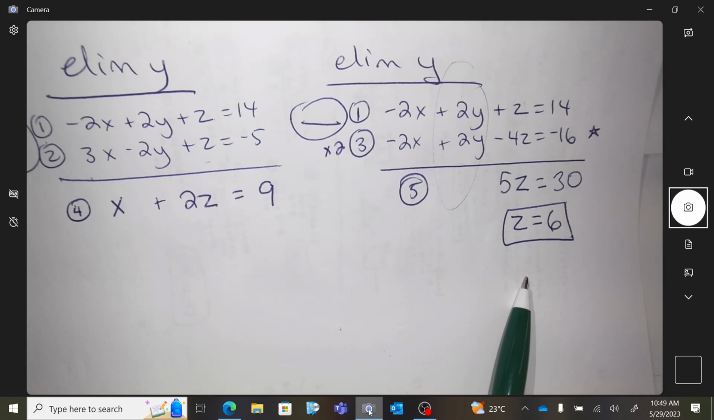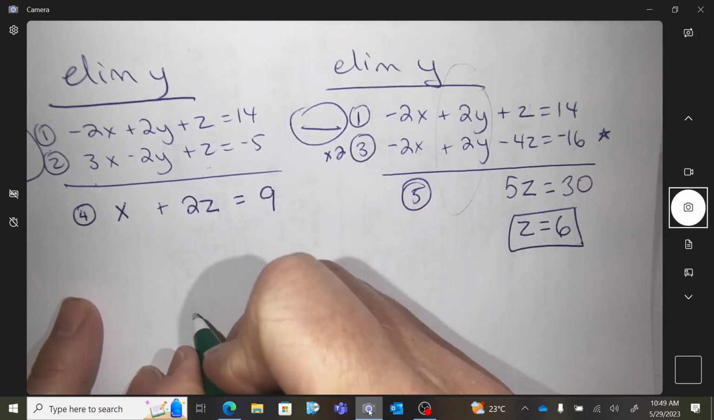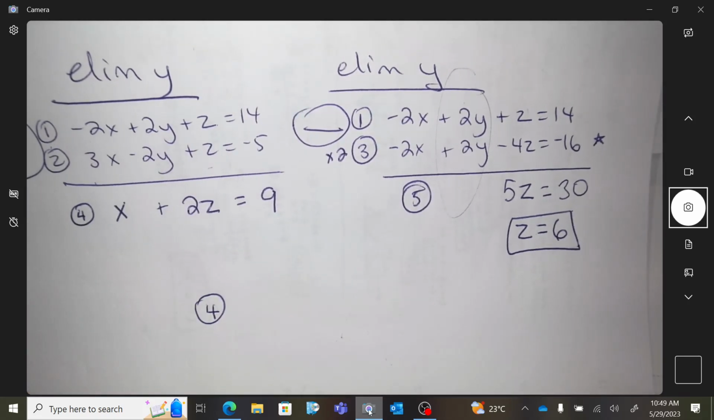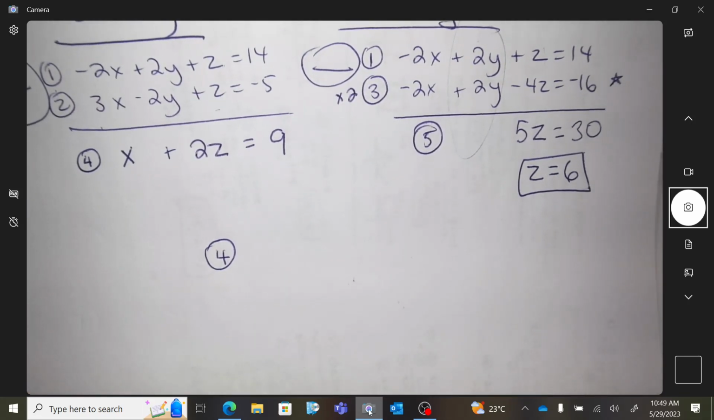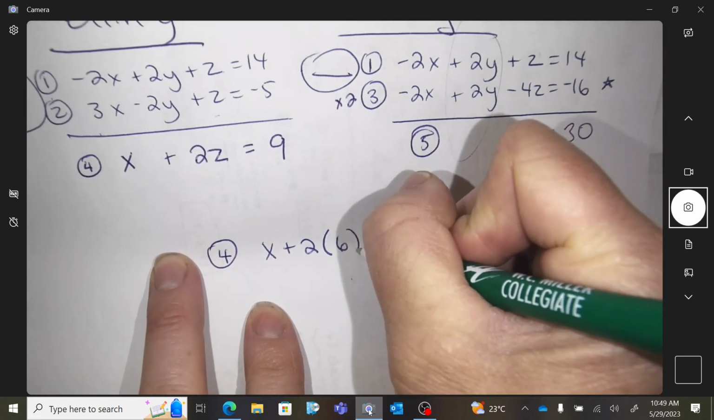What do you do once you have a variable? What do you do, plugins? Where's your first plugin? Which numbered equation should you go to? 4 or 5, that middle level. Okay, your plugins happen in the middle first. So I'm going to go to actually equation 4. X plus 2, plug in Z.